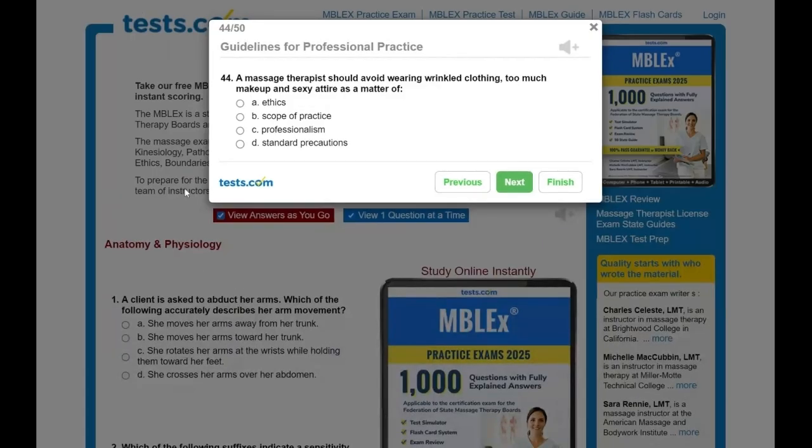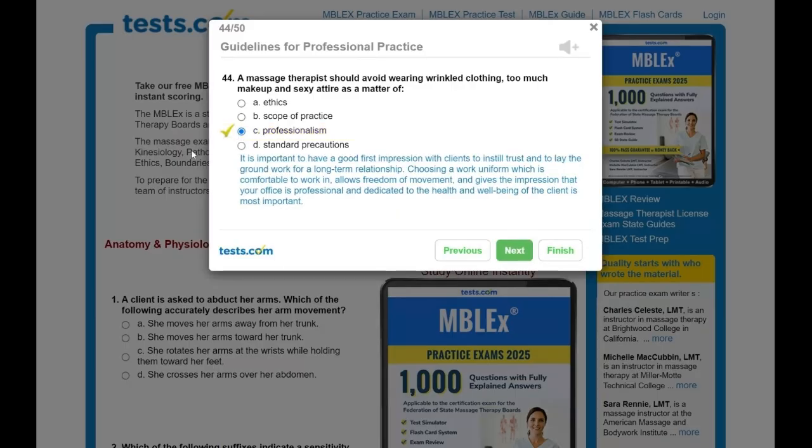Question 44. A massage therapist should avoid wearing wrinkled clothing, too much makeup, and sexy attire as a matter of: A. Ethics. B. Scope of practice. C. Professionalism. D. Standard precautions. C. Professionalism. It is important to have a good first impression with clients to instill trust and to lay the groundwork for a long-term relationship. Choosing a work uniform which is comfortable to work in, allows freedom of movement, and gives the impression that your office is professional and dedicated to the health and well-being of the client is most important.